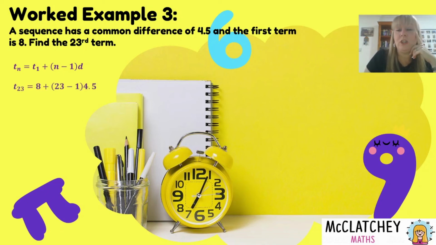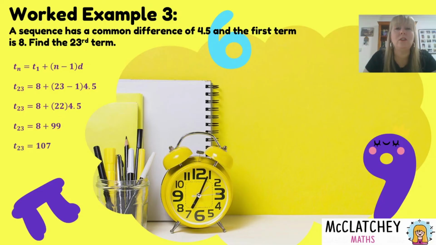Okay, so I'm going to substitute in the information that I have. I know my first term is 8, so I replace T1 with 8. I know my common difference was 4.5, so I replace D with 4.5. And I'm going to be replacing the letter N with 23, because that's what I'm trying to find, the 23rd term. So let's simplify that a little bit further. I've now got 8 plus 22 multiplied by 4.5. So I need to do that part first on my calculator, and then add the 8 to it, and I'll get the number 107.